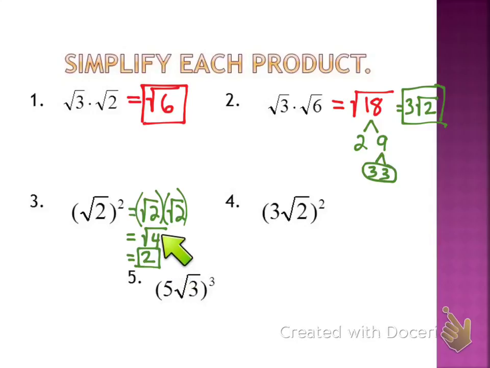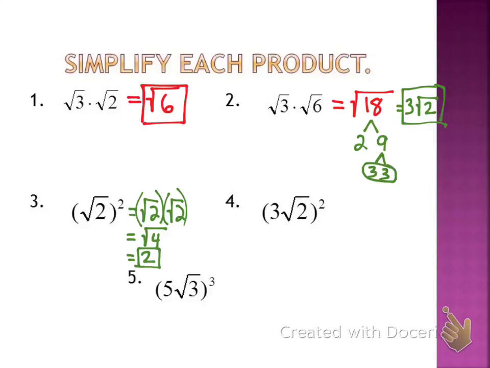A lot of people mess up between here and here because they want to leave it as the square root of 2. That's not right. Remember, once you realize that 2 times 2 gives you 4, you drop the square root. You already took the square root, drop it, okay? Questions on number 3?